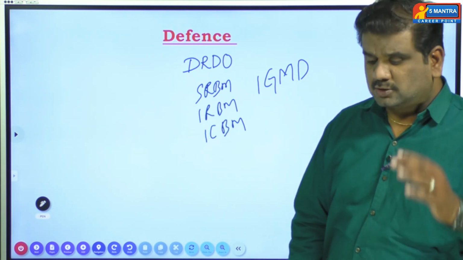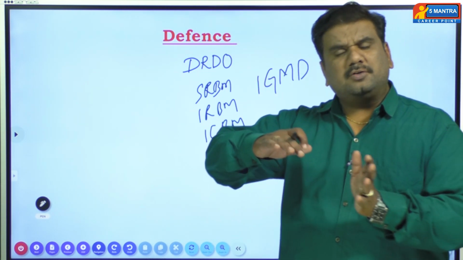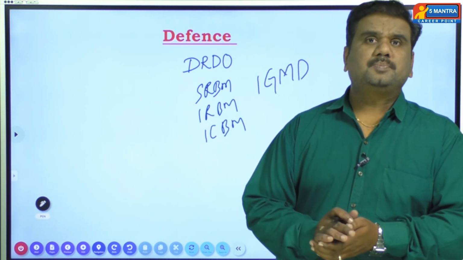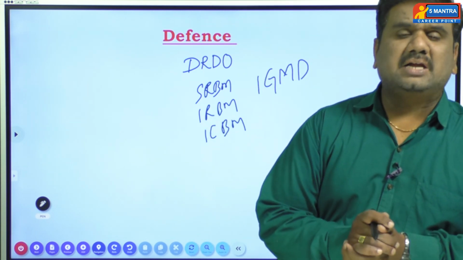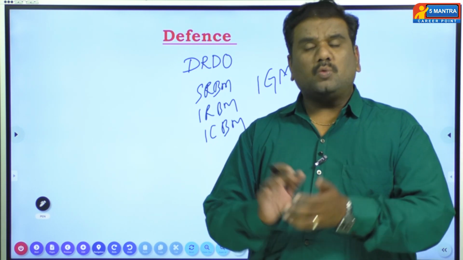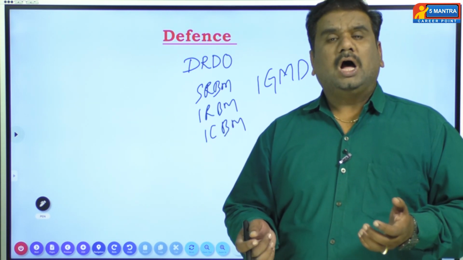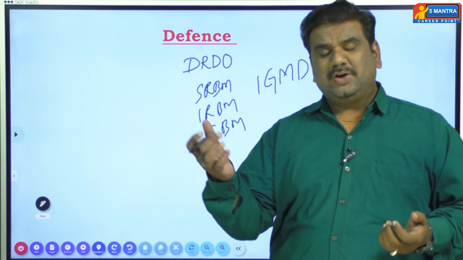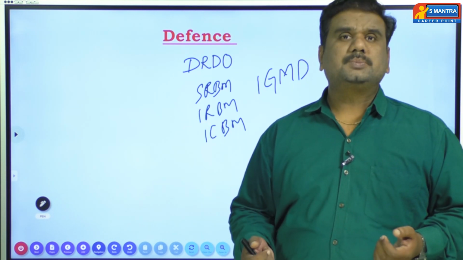Whether you're talking about the Agni missiles, the Prithvi, or the Nag, Trishul, Astra, the different types of missiles. At the same time, recently DRDO has tested missiles like Agni Prime. It has even tested BrahMos 2. So what is the difference between Agni Prime and BrahMos 2? From where can we launch Agni Prime? From where can we launch BrahMos 2? What is the difference between BrahMos 1 and BrahMos 2?